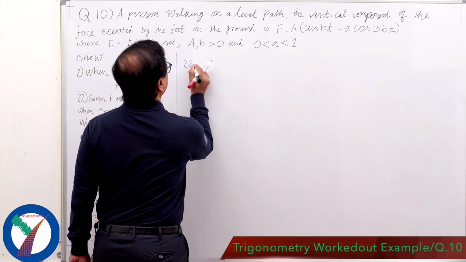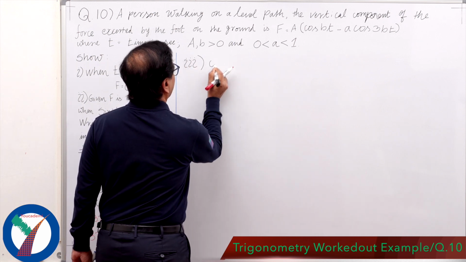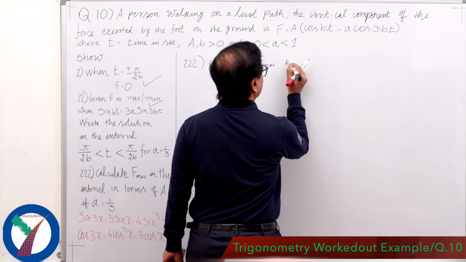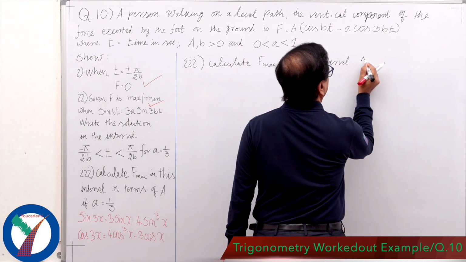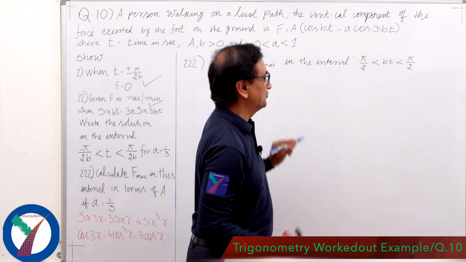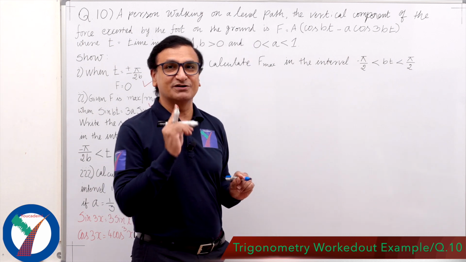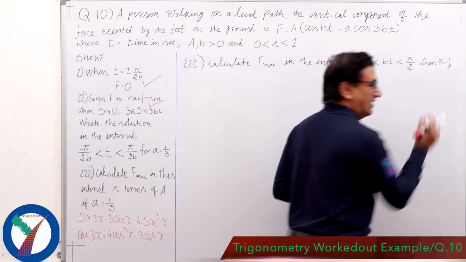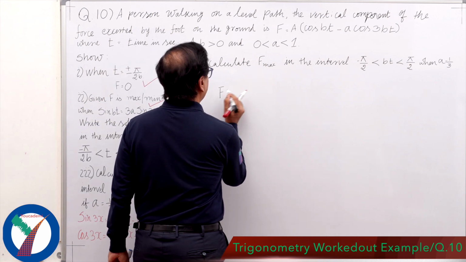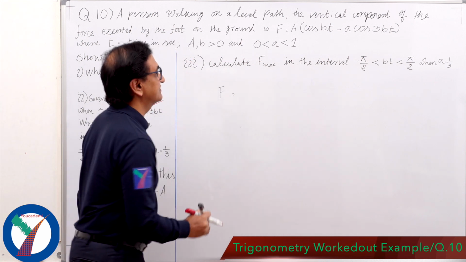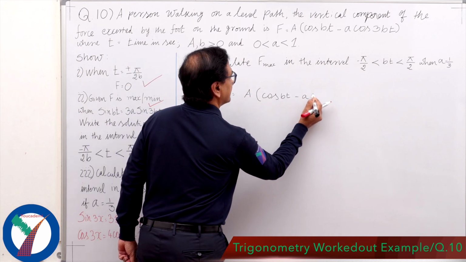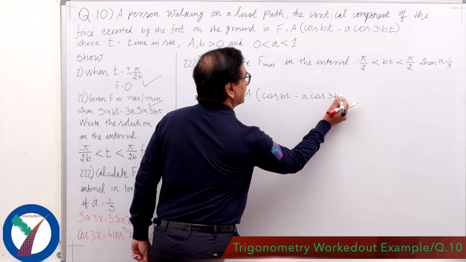Question number 3 is calculate f max in the interval bt equals minus pi by 2 to plus pi by 2, where A equals 1 divided by 3. And we need the answer in terms of capital A. Let's look at the F. F equals A cos bt minus A cos 3bt.